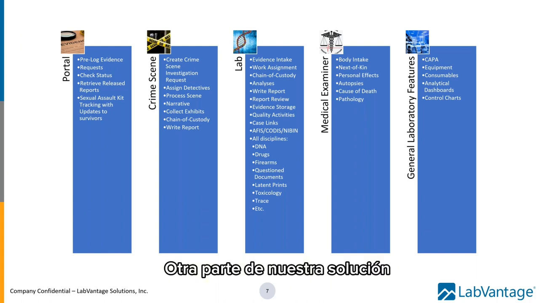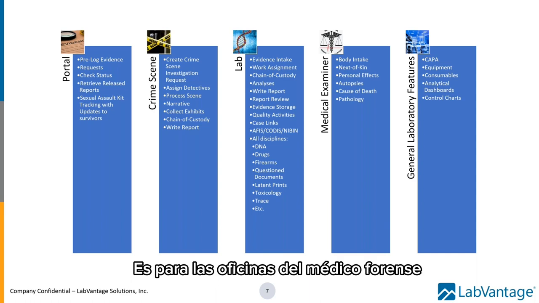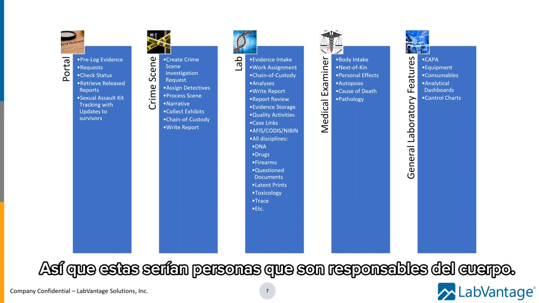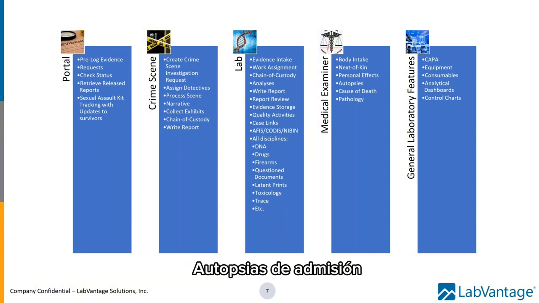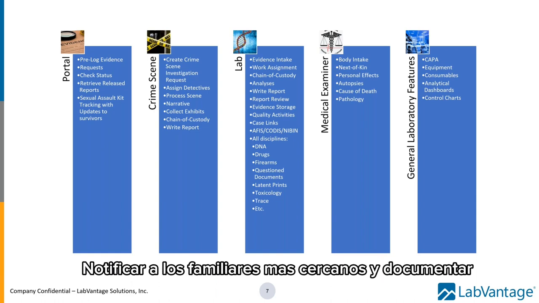Another part of our solution is for the medical examiner offices. So these would be people who are responsible for body intake, autopsies, determining cause of death, doing pathology analyses, notifying next of kin, and documenting personal effects.